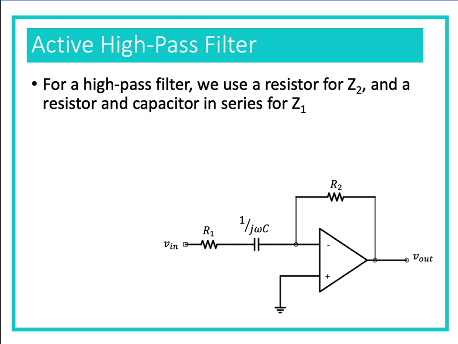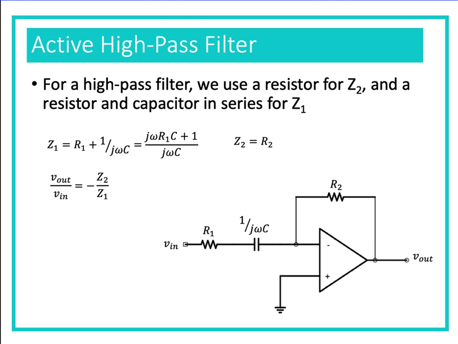The only difference is that we have a resistor and capacitor in series for Z1, and then we just have a resistor in the feedback path for Z2. So we can go through and find, again, the value of Z1. We're going to add R1 plus 1 over j omega C and find a common denominator, and we get j omega R1 C plus 1 over j omega C. And then Z2 is just going to be equal to R2.